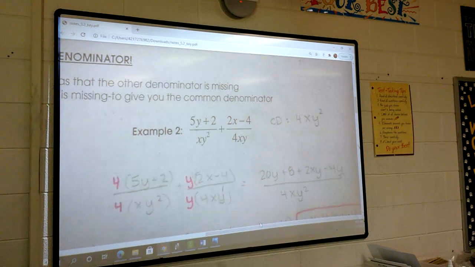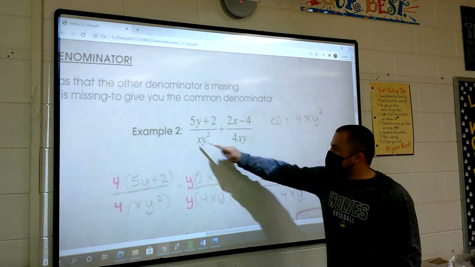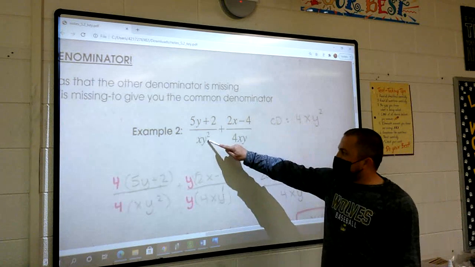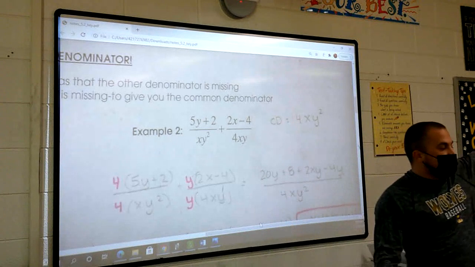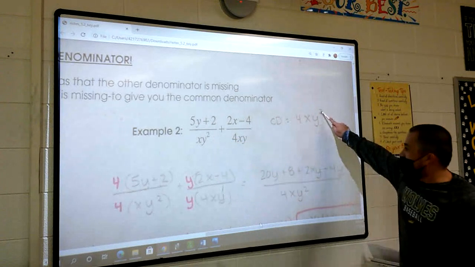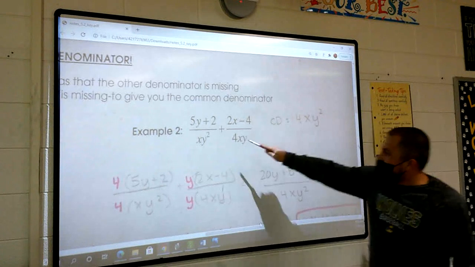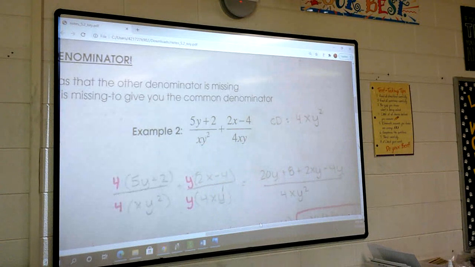All right, in example 2, we're looking at the bottom of the fraction. Both of them have an x, so we have to put x in our least common denominator. This one has 2 y's, this one only has 1, so we have to go to what the 1 has. So the 1 has 2 of them, so y squared is in our least common denominator. So we have an x and we have a y squared. This one has a 4, this one only has 1, so we have to go to 4. So 4xy squared is our least common denominator. That's what both of them have together.